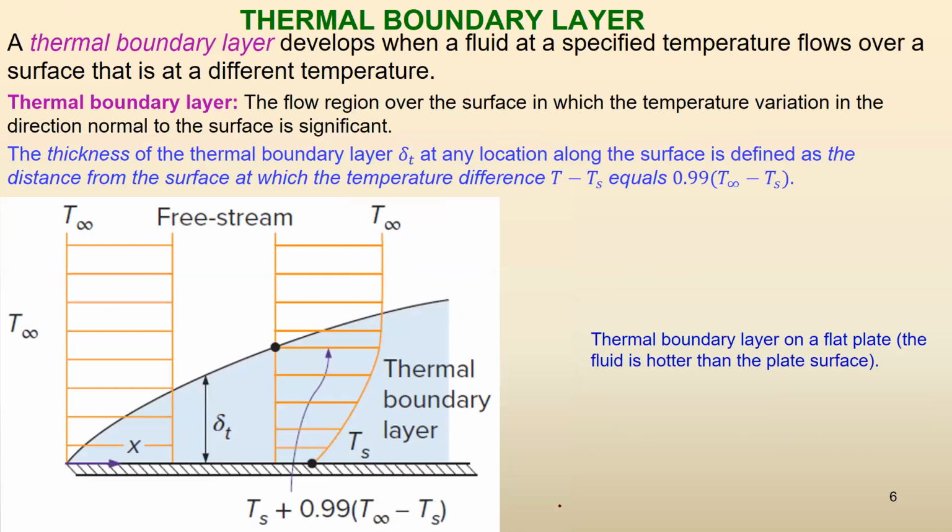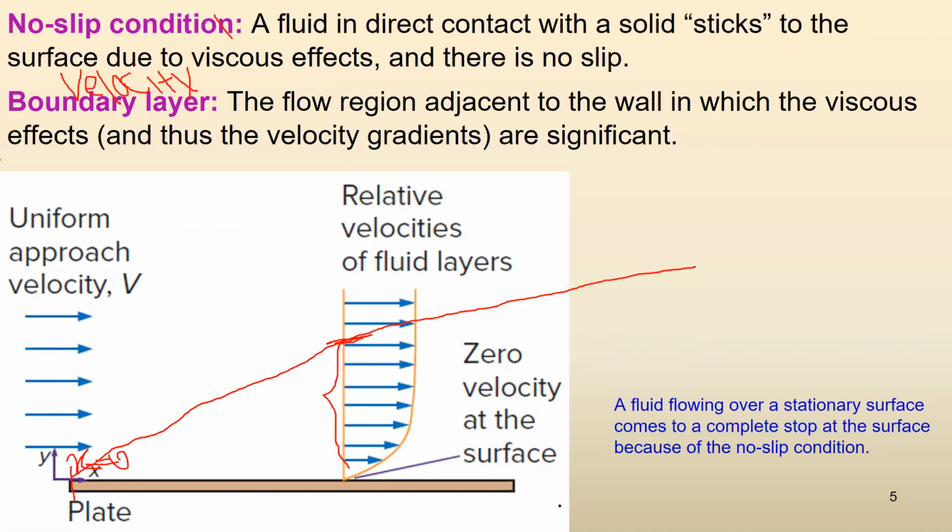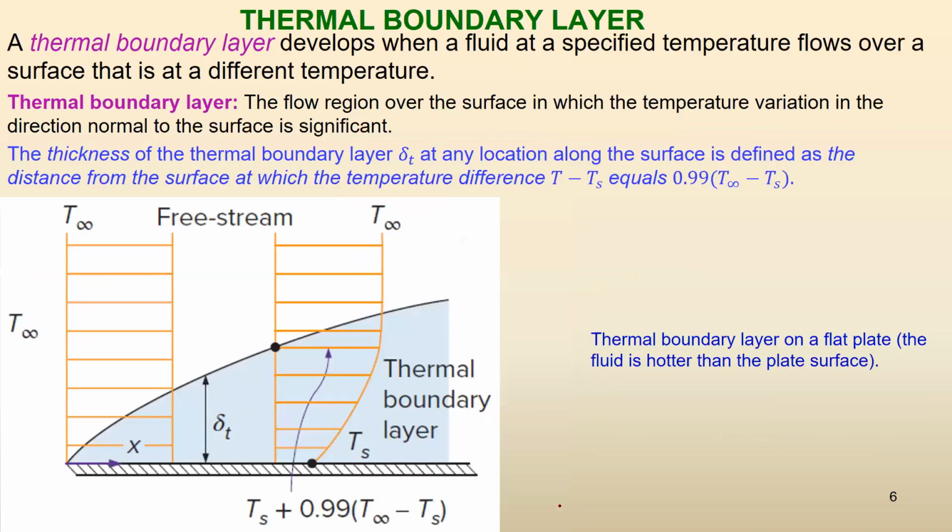Also, we have the thermal boundary layer. So the velocity boundary layer, as you can see in here, happens as a result of the velocity difference between the fluid that is moving and the plate. The plate is stationary. Also, we have the thermal boundary layer. The thermal boundary layer happens as a result of the temperature difference between the fluid and the surface.